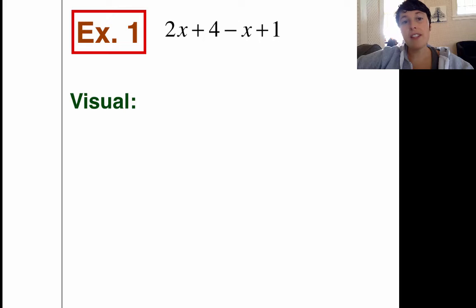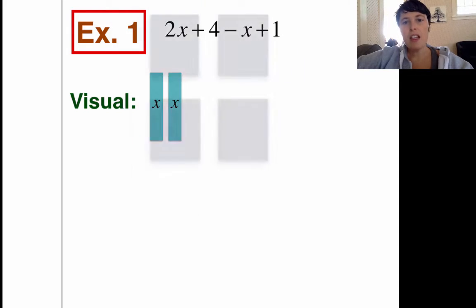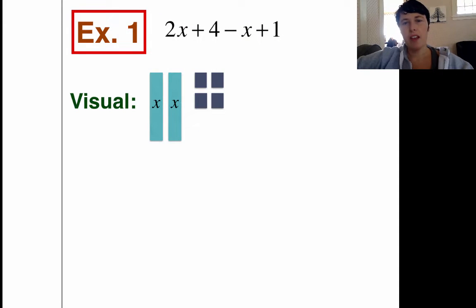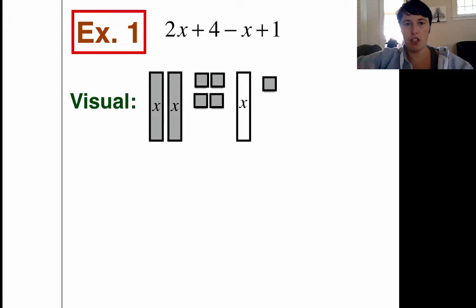A visual means we can draw the algebra tiles. We can think about what's 2x, what's plus 4, what's a minus x, and what's a plus 1. So here's what 2 x's would look like if you grabbed your algebra tiles. Here's what 4 units would look like. A negative x would be that red side, and a plus 1 would be another one of those little units. We can draw this picture in our notebook because it represents the expression. But we have to draw it with the shading. We don't want to use colored pencils, remember? So we have 2 x's plus 4, a negative x, and a plus 1.